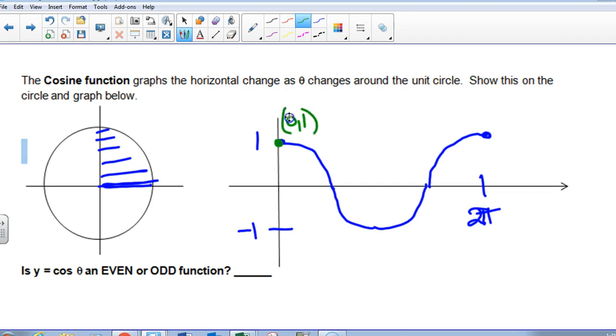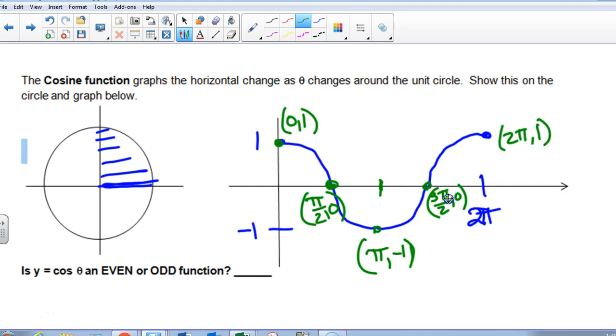0, 1. What's another one? Pi over 2, 0. Pi, negative 1. 3 pi over 2, 0. And 2 pi, 1. Domain and range any different? No. Even or odd? Again, if you drew it both sides, it would look like this. What's going on right there? Y-axis symmetry, right? Do you see that it's going to do the same thing on the other side? Y-axis symmetry is even.